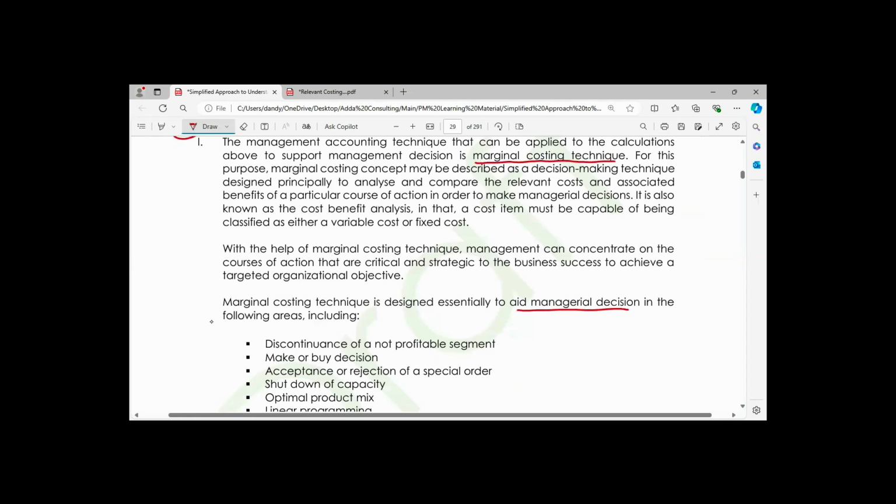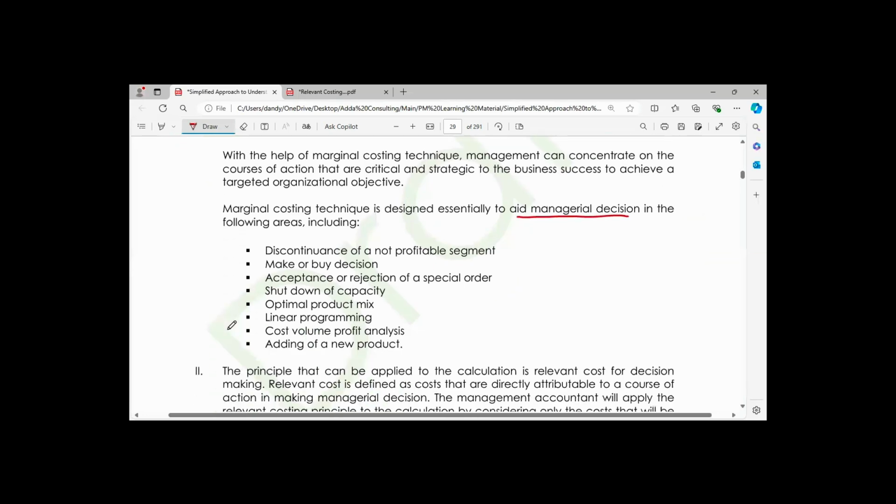Number one, deleting of a segment, that is discontinuance of a non-profitable segment; make or buy decision; acceptance or rejection of a special order; shutdown of capacity; optimal product mix; linear programming; cost volume profit analysis; adding of a new segment. These are the areas you can apply the concept of marginal costing.